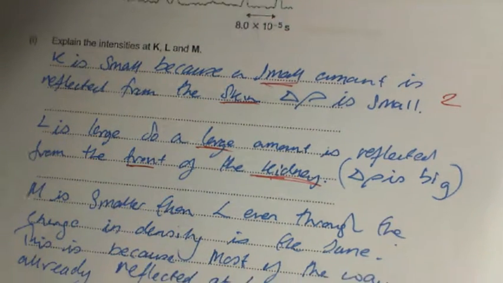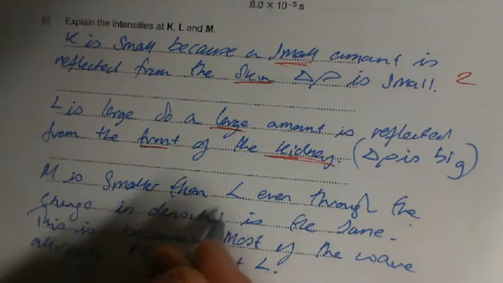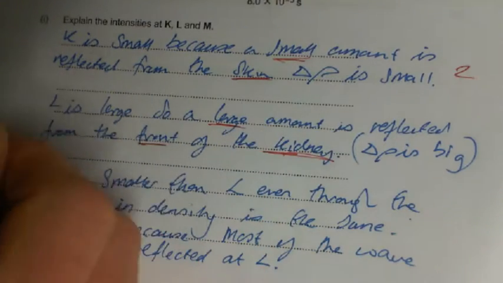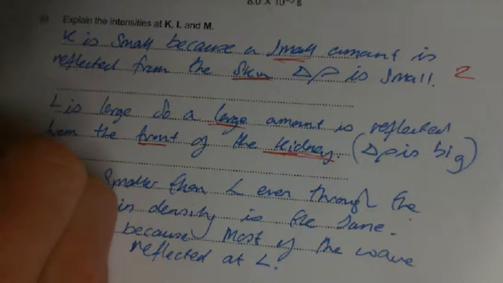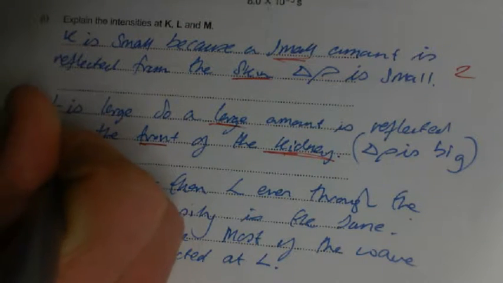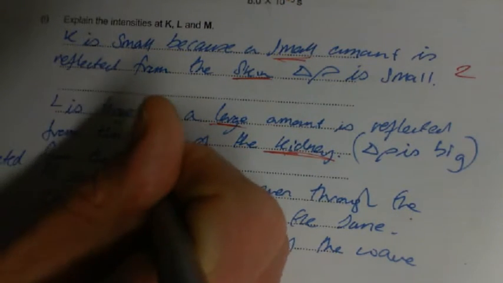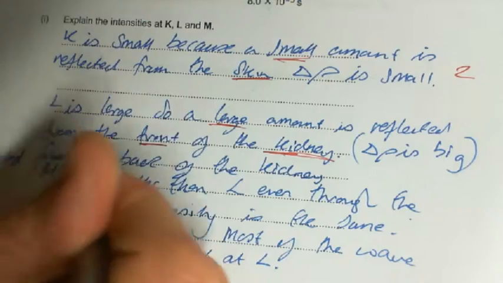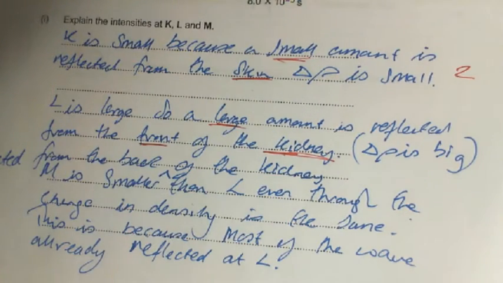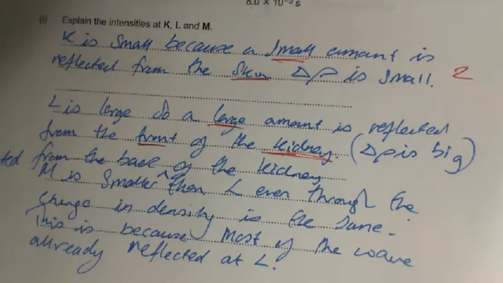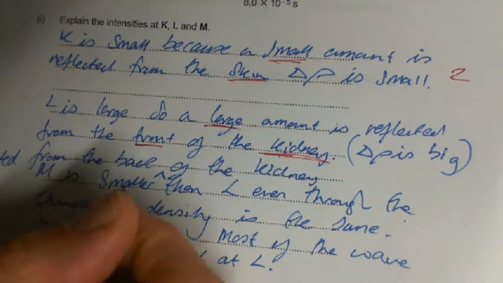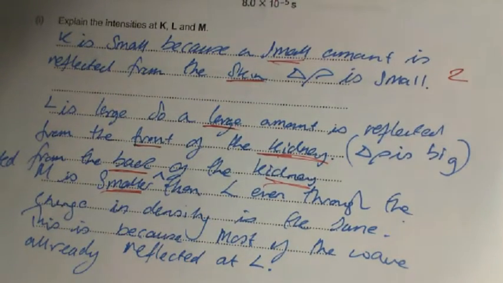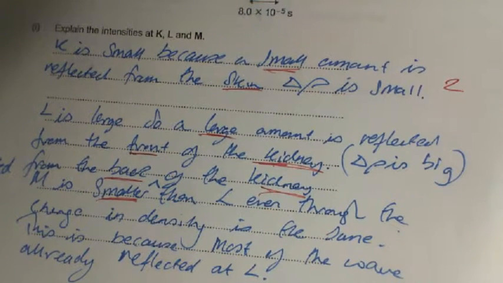I dropped a mark because I didn't say that M is smaller than L. Change in density is the same. Because I didn't say that that was reflected from the back of the kidney. Okay. And because I didn't say that, I would have dropped a mark, because you're looking for where and how much. So I said smaller, but I didn't say where from, so I needed to add from the back of the kidney. So where and how big it is. So what does that tell you about how much is reflected for each one?